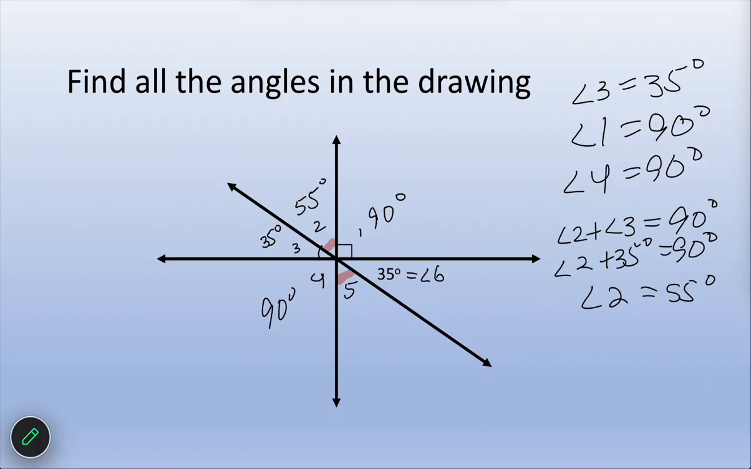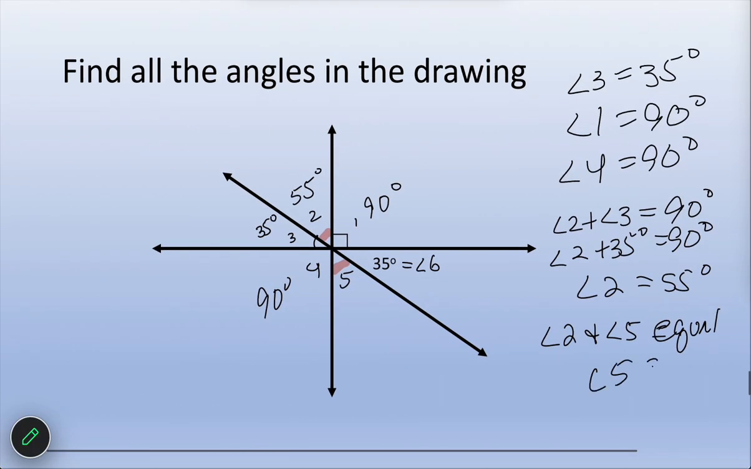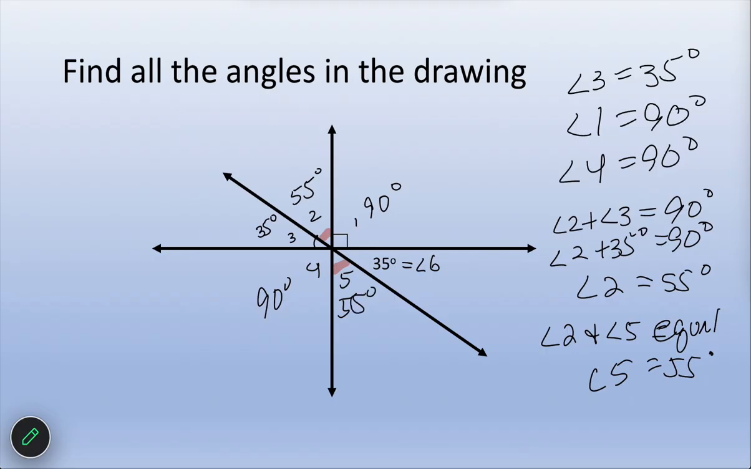The only one we haven't found is angle 5. Now remember, angle 2 and angle 5 are, in geometry we call congruent, but they're equal. Because they are equal, then I know, because also they are vertical angles, they make an X, that angle 5 is also 55 degrees.